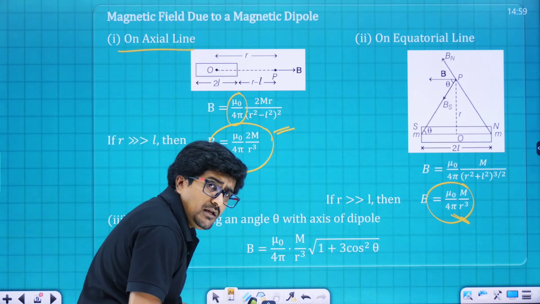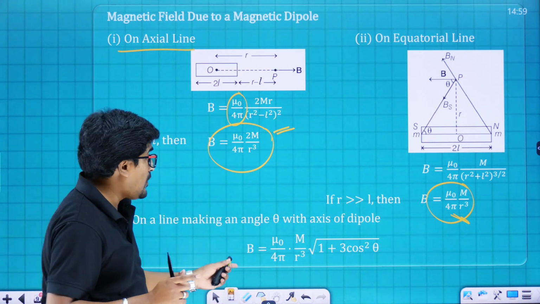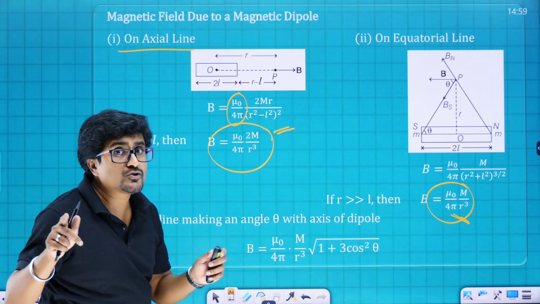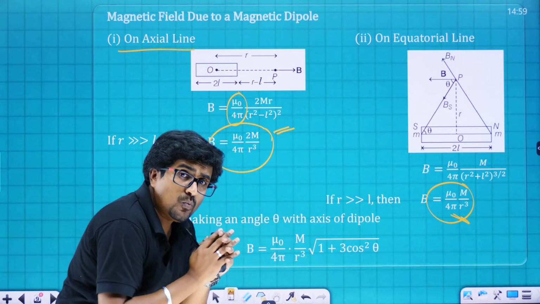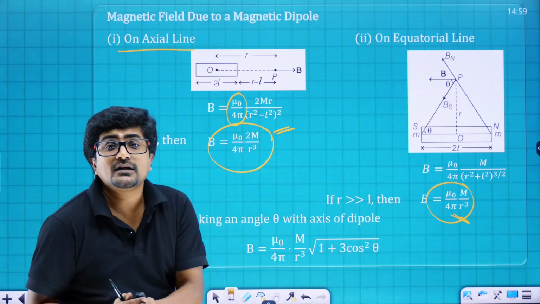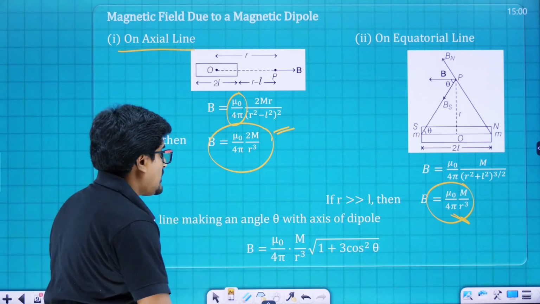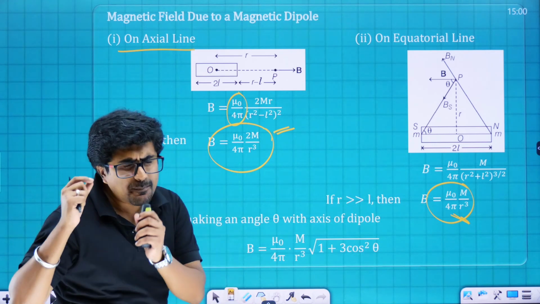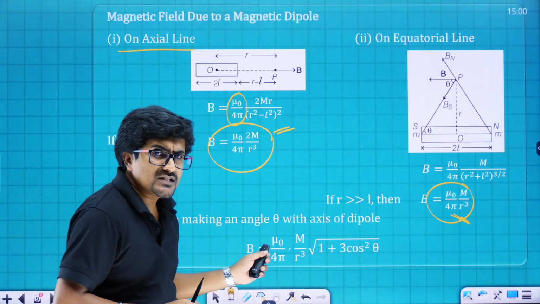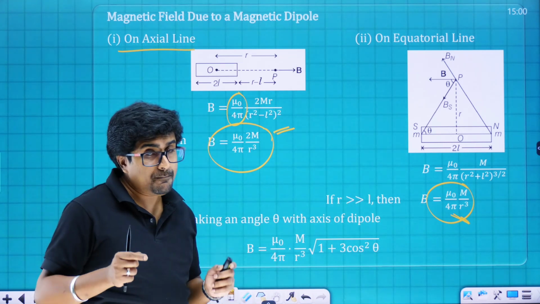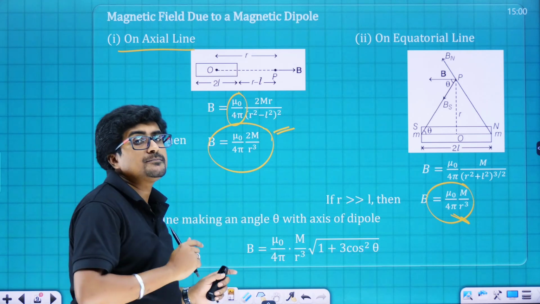So there it is again, mu naught divided by 4 pi, m by r cube, into (1 plus 3 cos square theta) raised to 1 by 2, isn't it? Mu naught divided by 4 pi, m upon r cube, into (1 plus 3 cos square theta) all raised to 1 by 2. Exactly the same formula. I repeat once again, the only difference is that 1 divided by 4 pi epsilon naught is replaced by mu naught by 4 pi, and capital M is replacing P there.